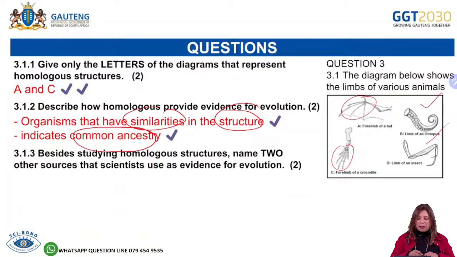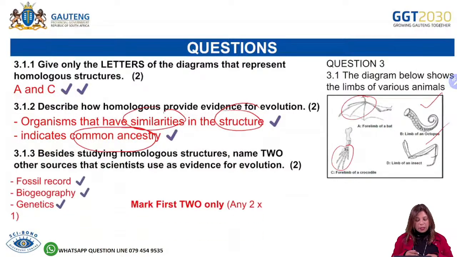Besides studying homologous structures, name 2 other sources that scientists presented as evidence for evolution. Now this you've done earlier on in the session. We're going to just go through it quickly. It's the fossil record, which you did with my co-presenter, Agnes, biogeography and genetics.